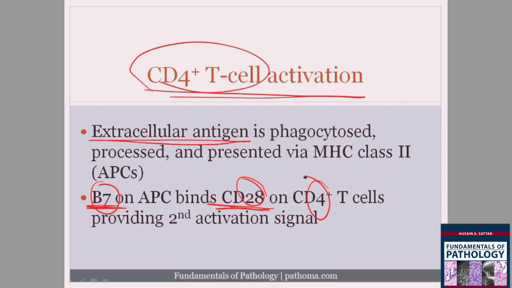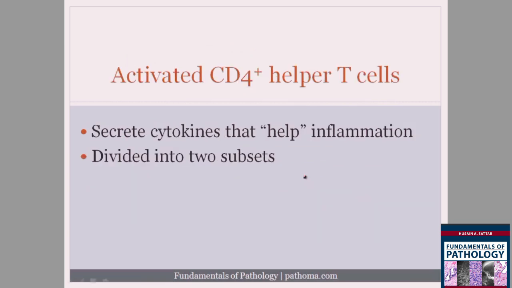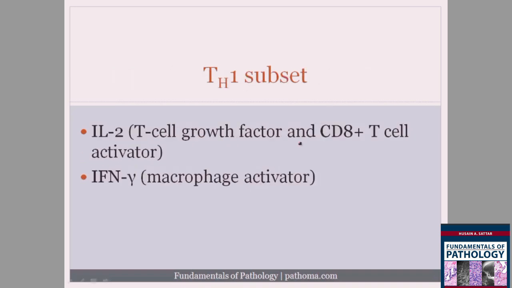Now once CD4 positive T cells are activated, they will secrete cytokines. These cytokines help inflammation, and that's why they're called CD4 positive helper T cells, because they help inflammation. Interestingly, the CD4 positive T cells are divided into two subsets, and the two subsets will actually help the two types of inflammation that occur in chronic inflammation.